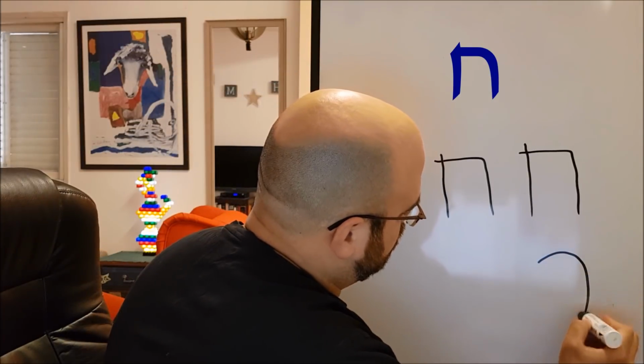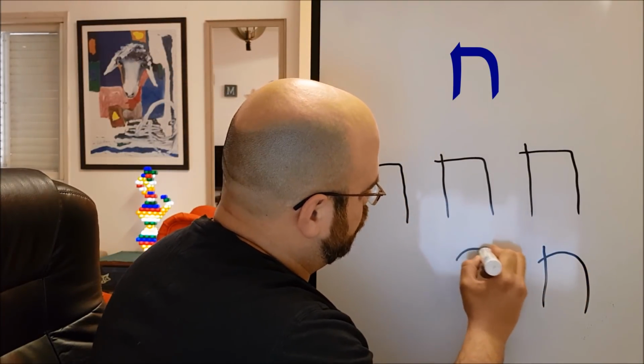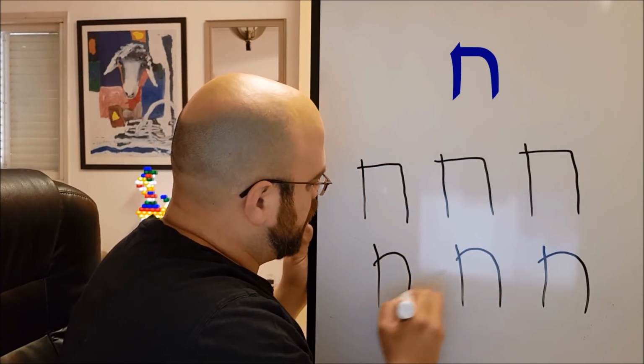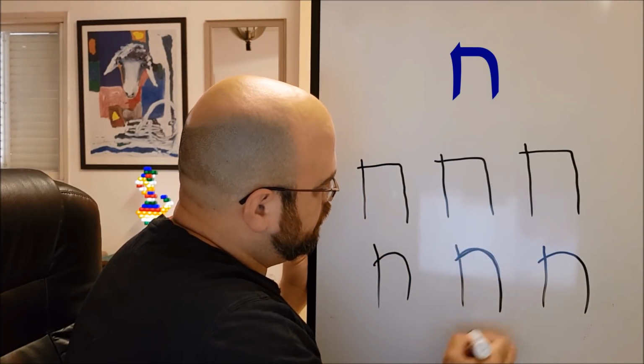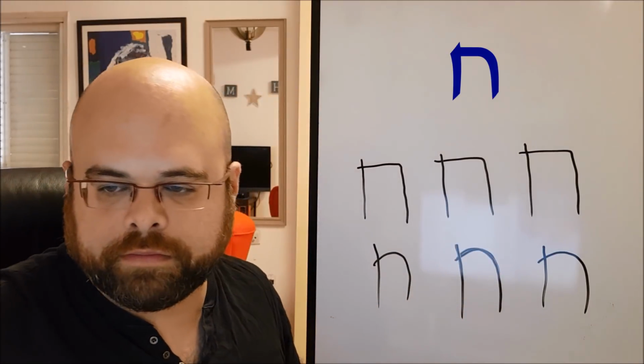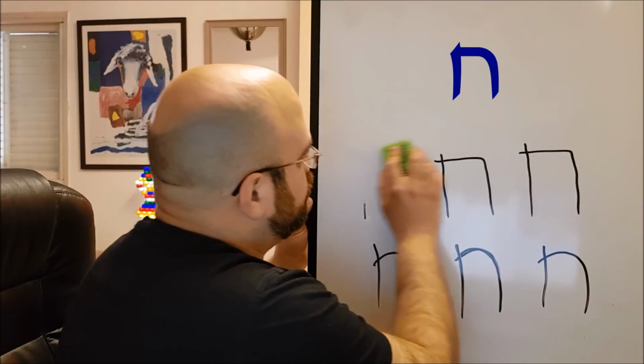And we can also write the handwritten version here, which is more rounded. It's a rounded line and a straight line here. Okay, so this is the Het, very easy to write.